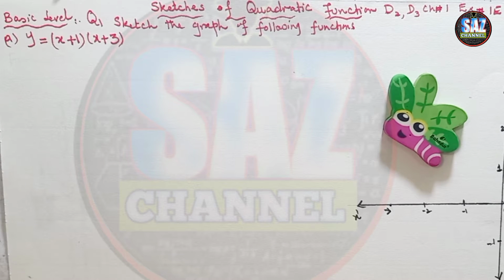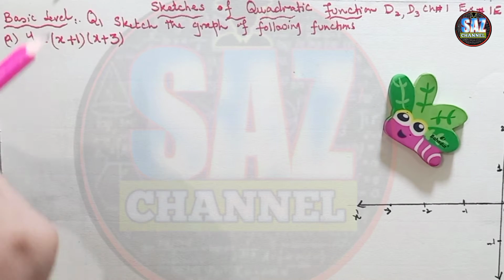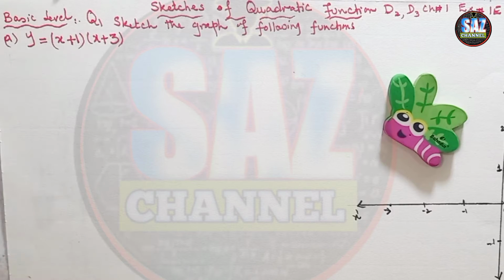This is my third lesson of D3, chapter number 1, exercise 1E, that is about the sketches of quadratic functions. In this lesson, I will be applying the 6-point summary that we learned in the previous class to sketch the graph of the quadratic function of the form when the quadratic equation is easily factorized by hit and trial method.